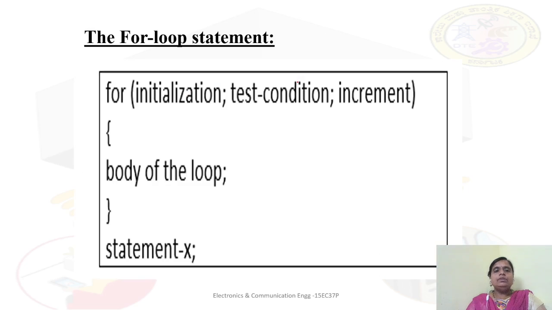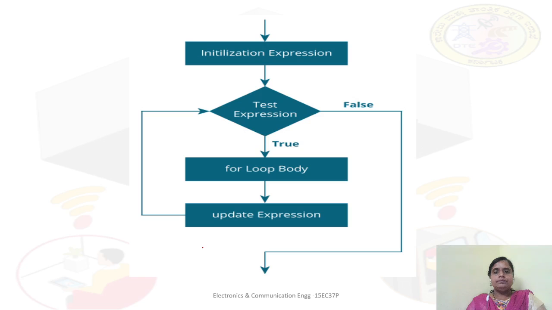Next, we'll go for the for statement. This is the syntax for the for statement. It will have three expressions: initialization, test condition, and increment. Then we write the body of the loop. Depending upon these conditions, the body of the loop will be executed, and you come out of the statement once the test condition becomes false.